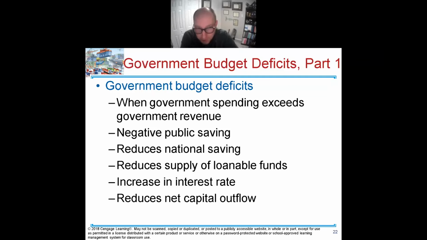The government's notorious for doing this, especially here in the United States. We spend more than we take in. We have a negative public savings, right? No one's saving money, everyone's living paycheck to paycheck. Now we call it a negative public savings. It reduces national savings, it reduces the supply of loanable funds, increases the interest rates, and reduces net capital outflow.